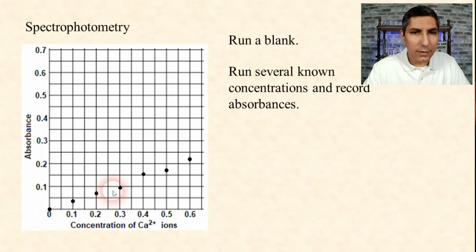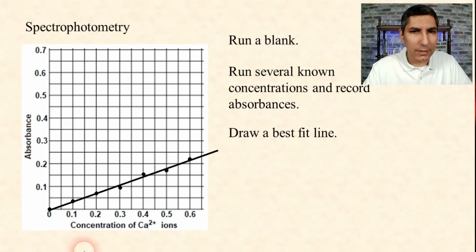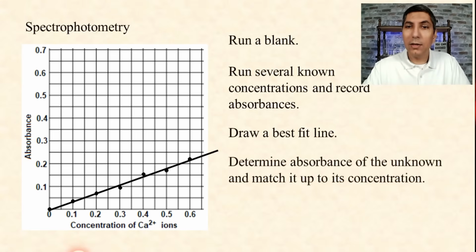Now notice that these dots roughly give us a line. So we're going to draw a best fit line. It's not going to be perfect, but we should have a pretty good idea as we draw that best fit line. So it's probably going to look something like this as you draw that. Now this is sometimes called a calibration curve. I know it's a line, but we often call it a calibration curve in chemistry. And now we can determine the absorbance of our unknown and match it up to its concentration.